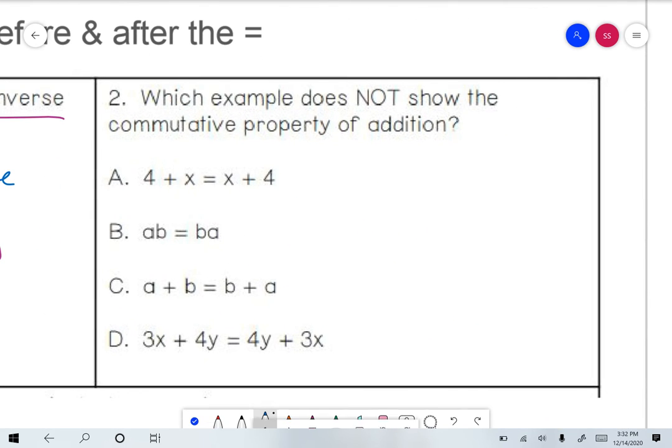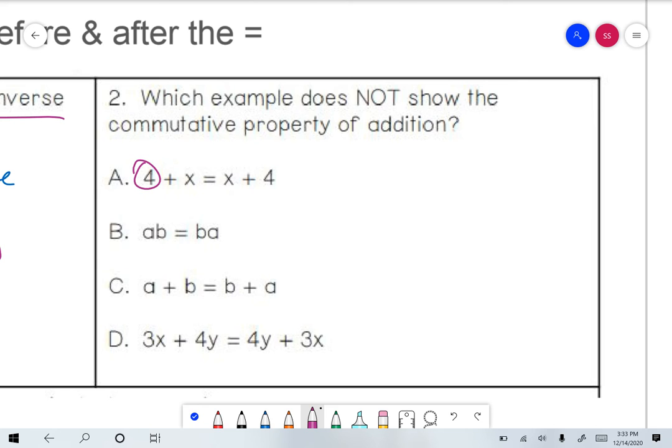All right, let's look at number 2. And again, I would suggest pausing the video, trying to find the answer, and then coming back. Which example does not show the commutative property of addition? So let's look through all these real quick. Option A, we have 4 plus x equals x plus 4. We're adding the same things, x and x, 4 and 4, but they're in a different order. And we are adding. So this does work. Remember, we want to find what's not showing it.